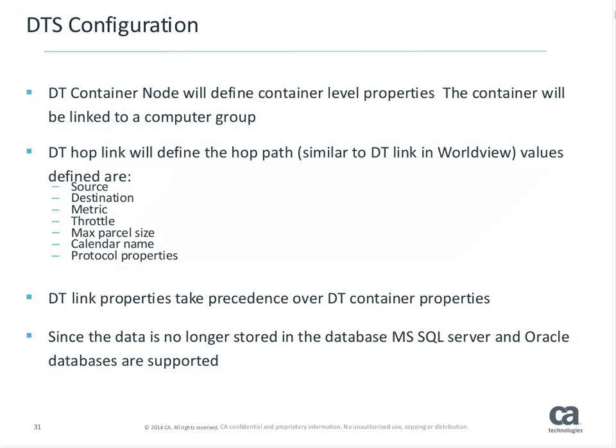Okay, so in DTS we have a DTS container node that's going to define level properties for that container. So parcel size, bandwidth, throttling, etc. will be contained in there. A DT hop link used to be called a DT hop node in Worldview. Basically, you would define the source, the destination, the metric. In other words, this particular value, how important, what priority does it have? If you configure multiple hop links, which one takes priority? So that's what metric means.